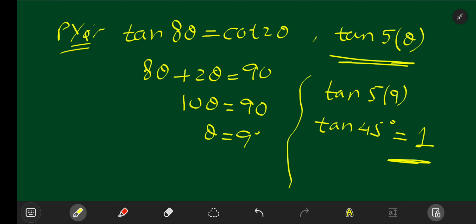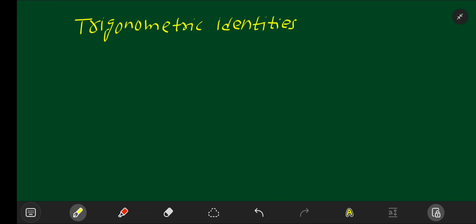Start with the very important formulas regarding the trigonometry chapter. Very important. Most of the questions come from here. These are the trigonometric identities.